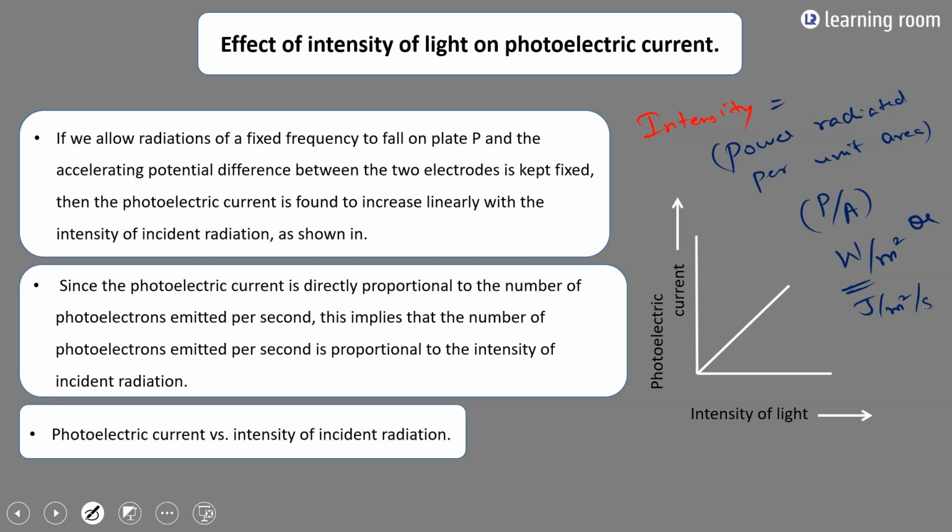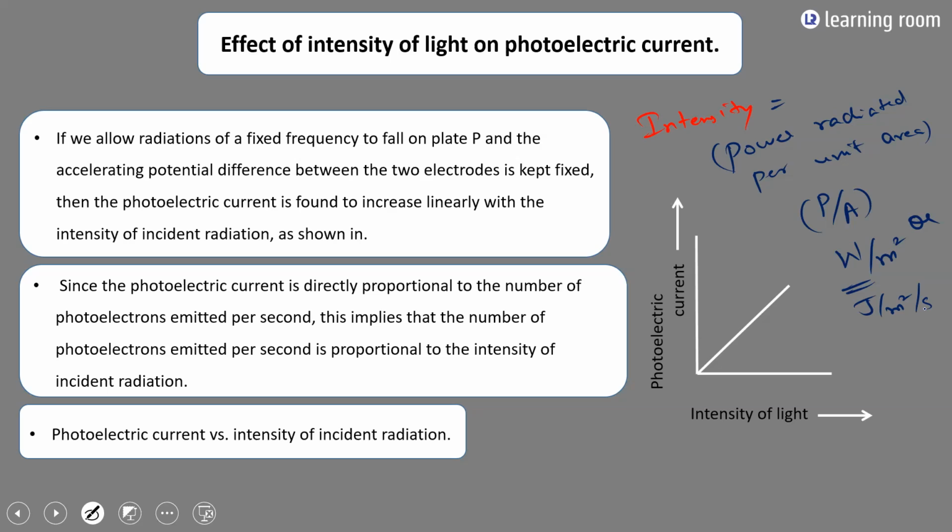Because watt is joule per second, the amount of energy per unit time. So joule per second per meter square. Are you able to understand this? Now, connect all these dots and try to visualize.